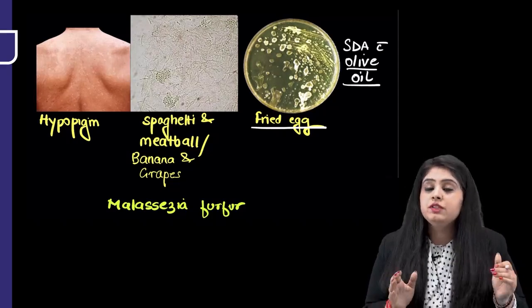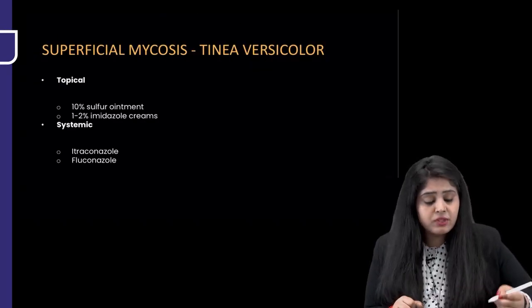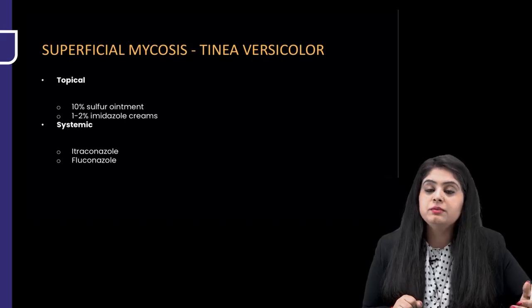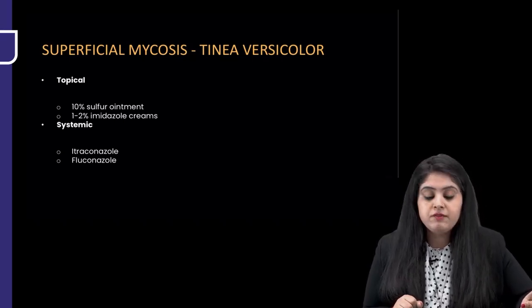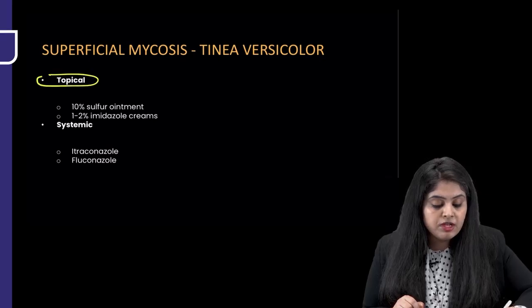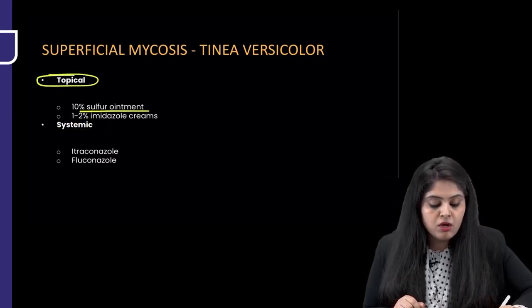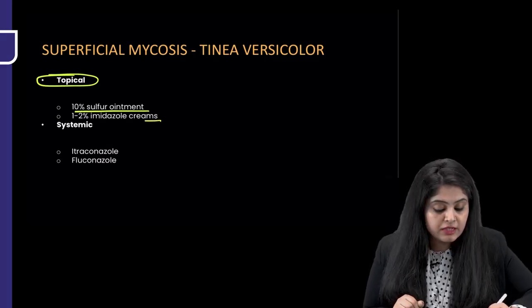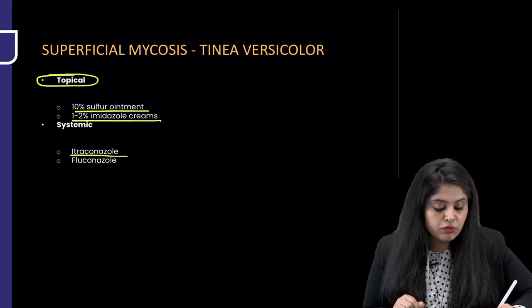After this, which was the other superficial infection that I told you we'll be discussing? Before that, one more thing I want to tell you: since we're discussing all the fungal organisms, we'll alongside also talk about their treatments. So when I'm talking about Tinea versicolor, you have a topical treatment and a systemic treatment. For topical treatment, there are a couple of ointments available, sulfur ointments, or imidazole creams. And for systemic, you have the azoles, that is, itraconazole and fluconazole.